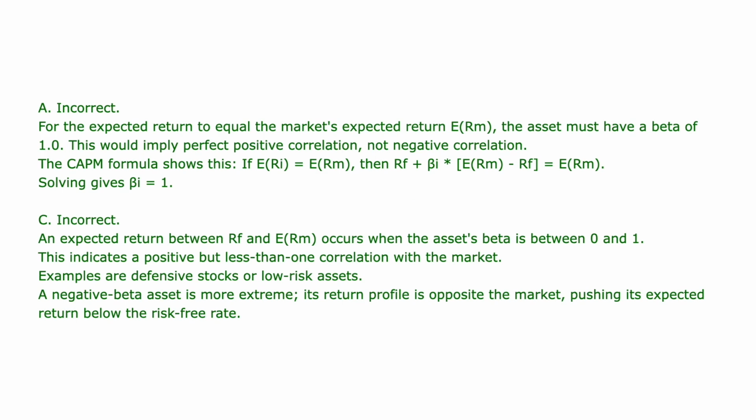Option A: expected asset return equals expected market return requires beta equals 1. That is perfect positive correlation, not negative correlation. Option C: expected asset return between the risk-free rate and expected market return requires beta higher than 0 but lower than 1, positive but low correlation. Negative beta is more extreme, pushing return below the risk-free rate.